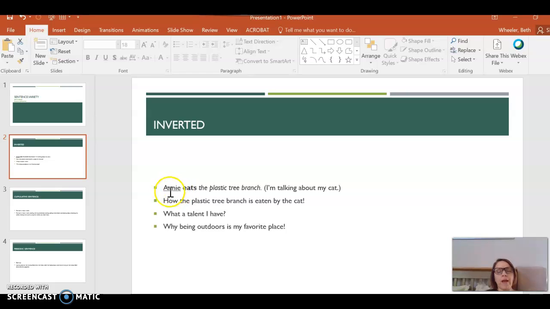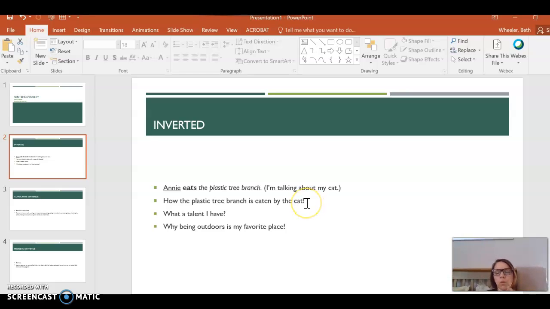But let's say I found this normal sentence in my essay. Annie eats the plastic tree branch. And I just put a little parentheses here so you know I'm talking about my cat. So I can turn this into an inverted sentence by adding a word like how or what at the beginning. How the plastic tree branch is eaten by the cat, and I've changed the verb to a passive verb construction a little bit. So it's okay to have some passive sentences here and there.